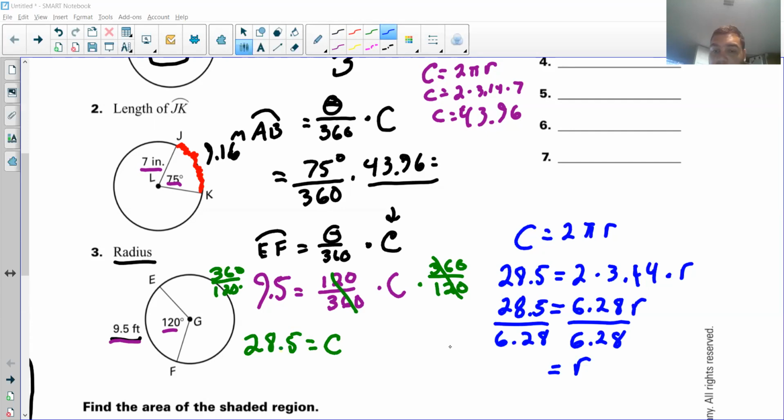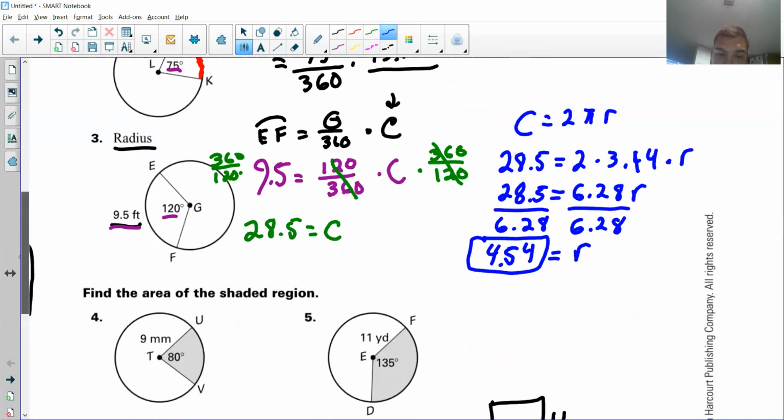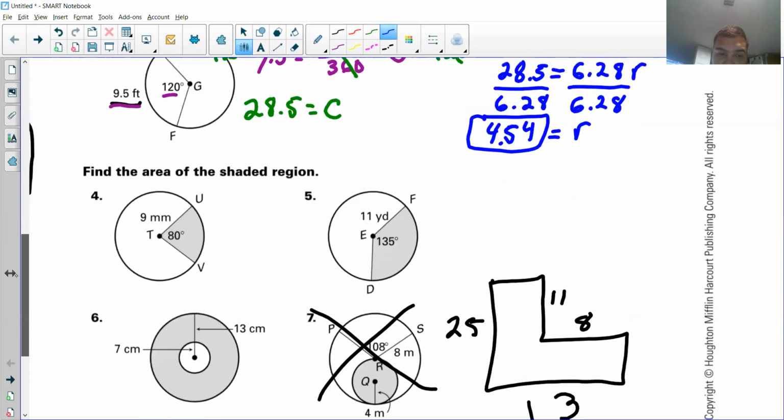It's going to be 4.54. If you round it properly, if you put 4.53, I'm not going to take points off, but it is a little bit improper. Right, so those are your straightforward circle ones, pretty straightforward if anything. Let's go to the next set.